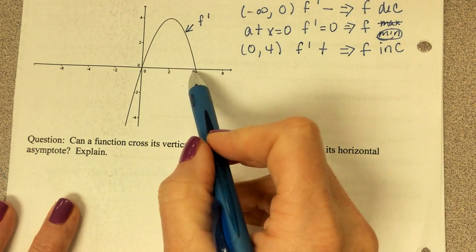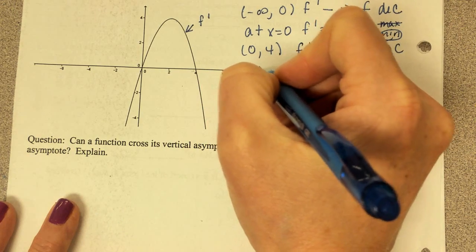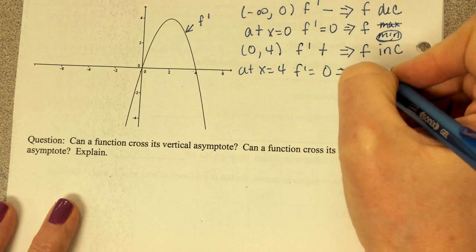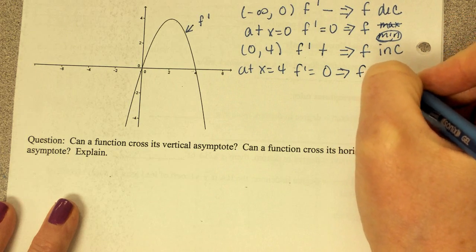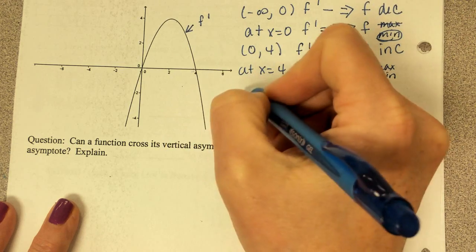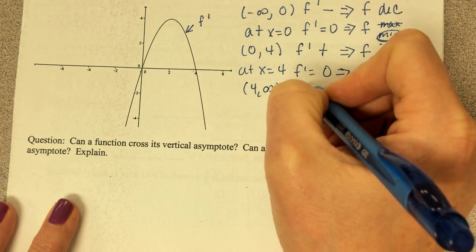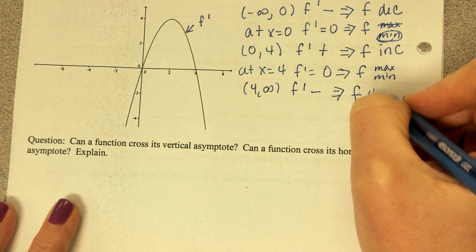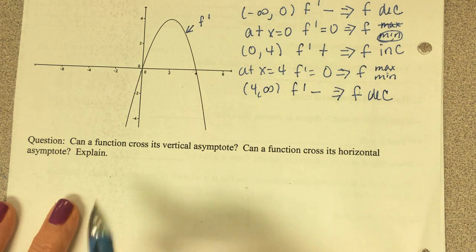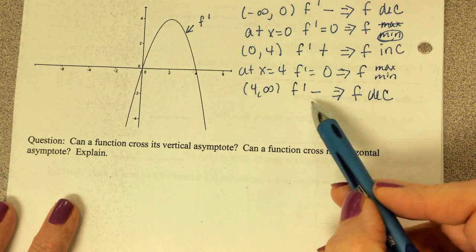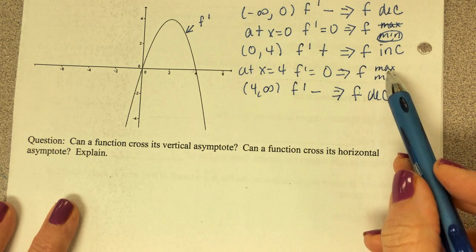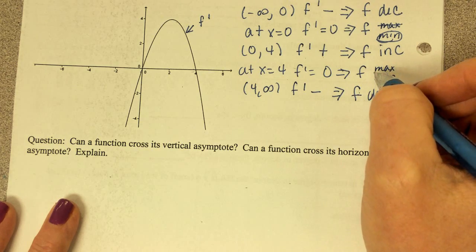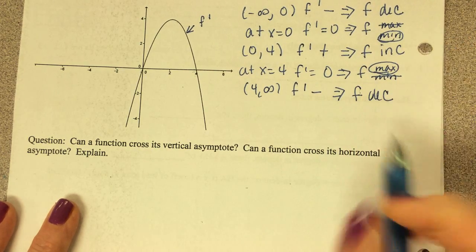All right, so now let's keep looking. Right here at x equals 4, f prime is 0 again. So that means f would have to have a max or a min. From 4 to infinity, f prime has negative values. So that would mean that the original function had to be decreasing. So if our function went from increasing to decreasing, then what would we have to have right there? What is it, a max or a min? Max.